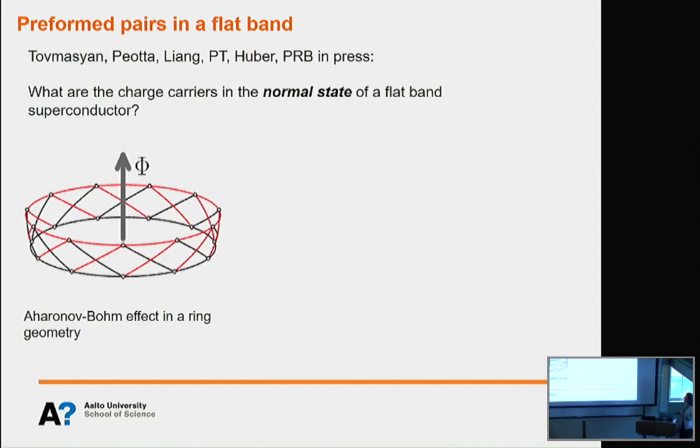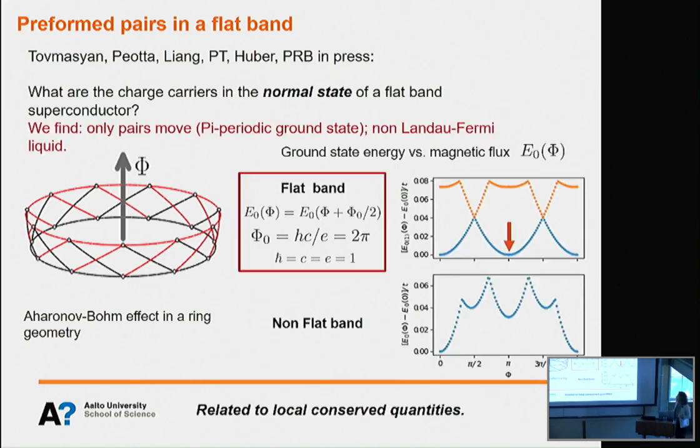And we have one study about that, where we looked at what happens in this type of Creutz lattice when we put a flux in it. And I don't say much about this because I want to show the new stuff. But basically we showed that the carriers of current are always pairs, also at high temperatures. So one could see this kind of pair movement and localization of single particles also in the normal state.